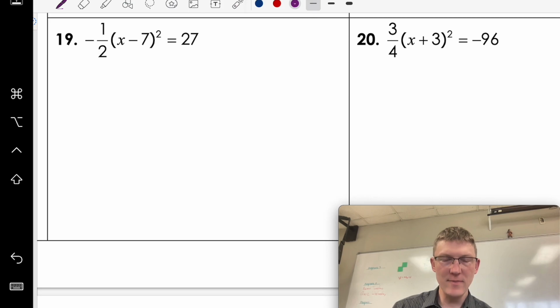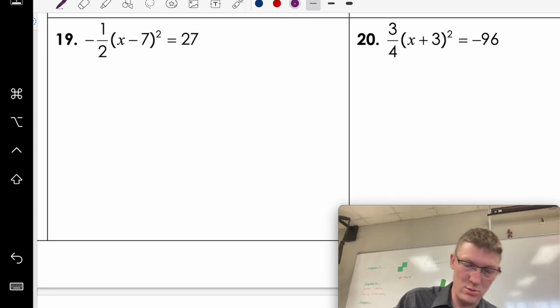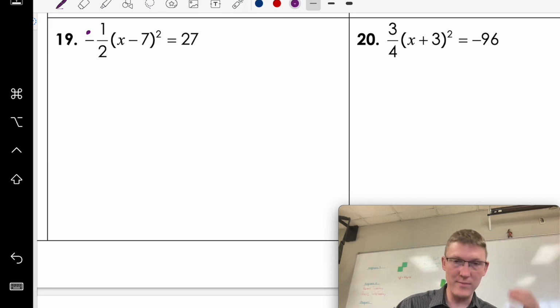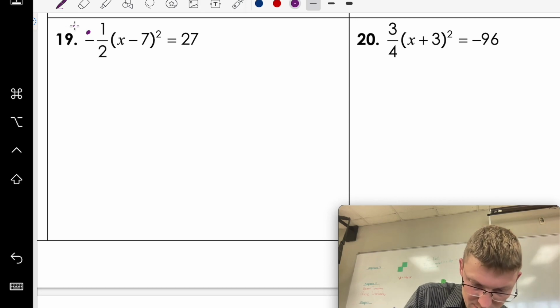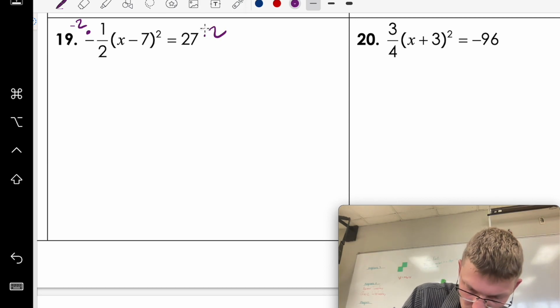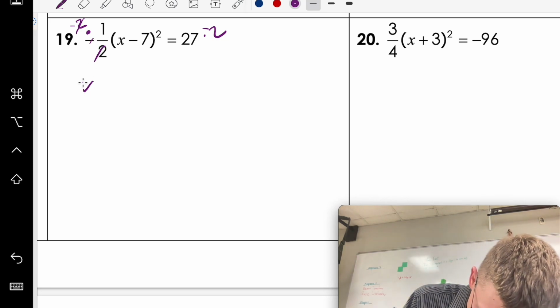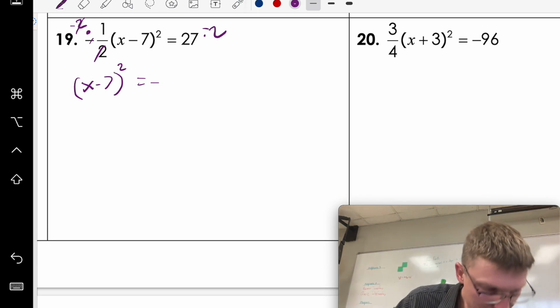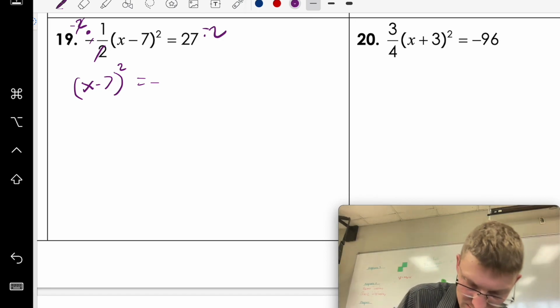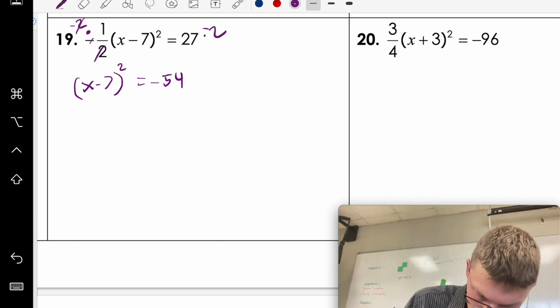Okay, let's look at number 19. Oh no, there's a fraction. What are we going to do? It's okay, we can deal with fractions in this case. We're going to multiply both sides of the equation by the reciprocal, or got a 2 right there. We're just going to multiply both sides by negative 2. That's going to cancel that out. And we're going to deal with our negative sign as well. So we've got x minus 7 quantity squared equals a negative, whatever, 27 times 2 is 54. Okay, so we're back to our above problems.